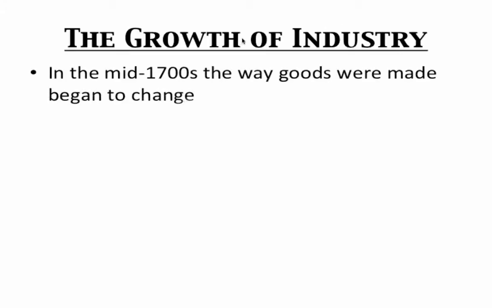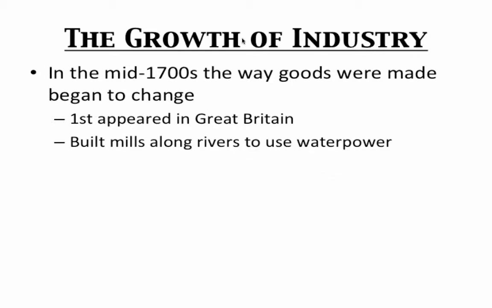By the mid-1700s, the way goods were made began to change. Now, this first appeared in Great Britain. The Industrial Revolution in Britain happens about 30 years before it comes to the United States. People in Britain, an island nation with a lot of rivers, built mills along the rivers to be able to use water power to provide them with energy for their plants.